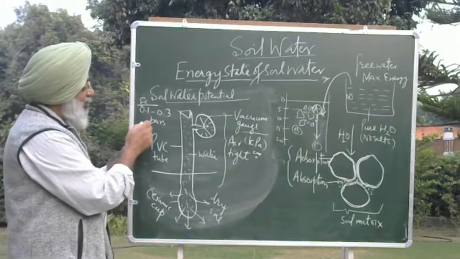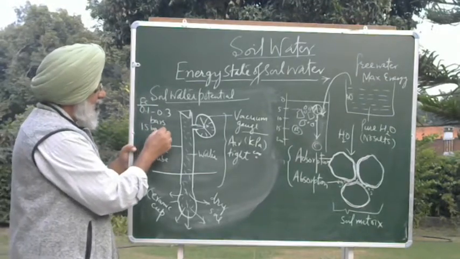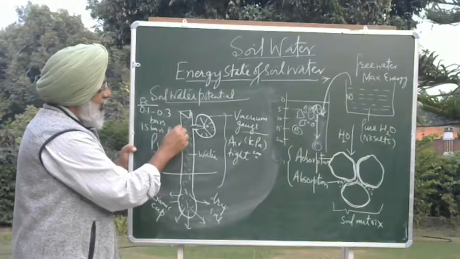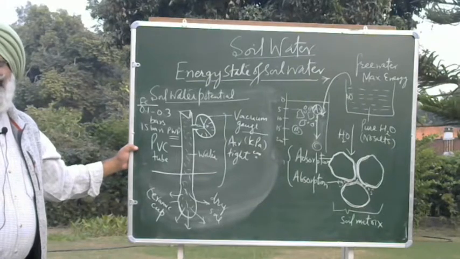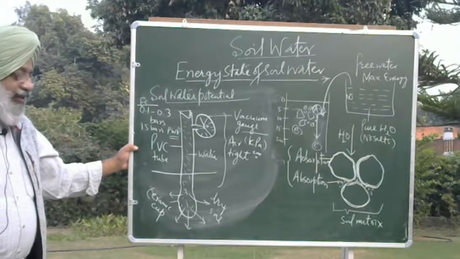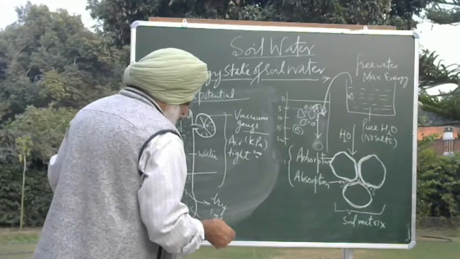If the soil dries to 15 bar, we had already studied that in permanent wilting point, then this shows that your moisture in the soil has dried to such an extent that the plants will wilt permanently.